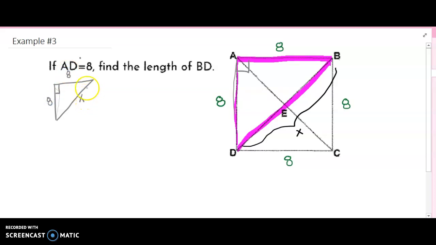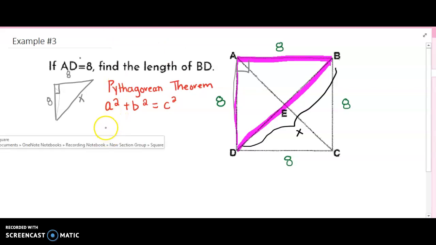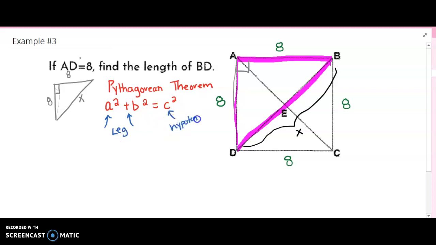Okay, well, since it's a right triangle, I can apply the Pythagorean theorem. And you learned this in middle school, but this is a refresher if you don't remember. And the Pythagorean theorem says a squared plus b squared equals c squared. And this is a leg of a triangle, this is a leg of a triangle, and this is the hypotenuse. Okay, and remember the hypotenuse is the side opposite of the 90-degree angle. So this is my hypotenuse.